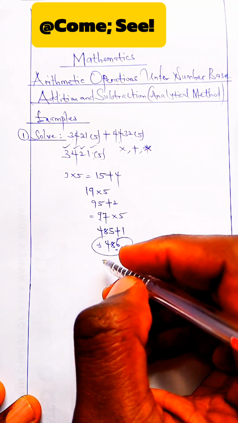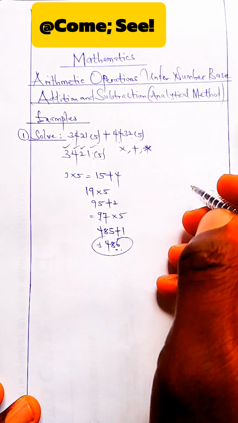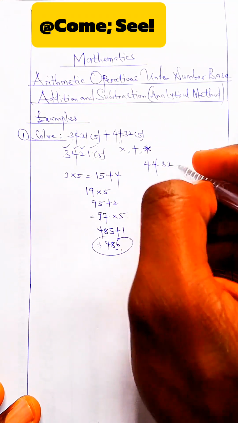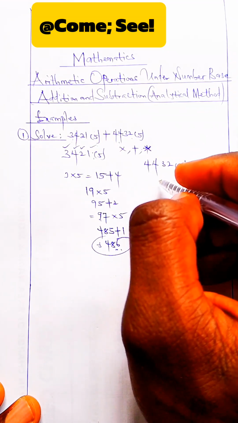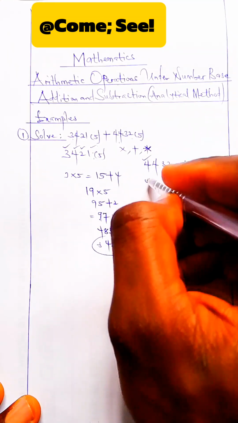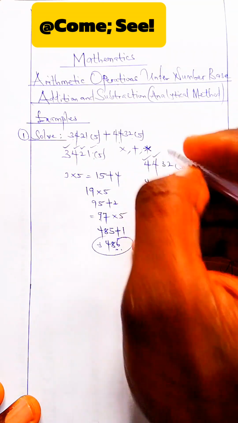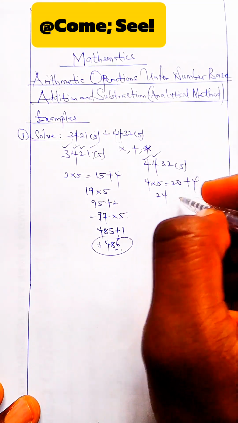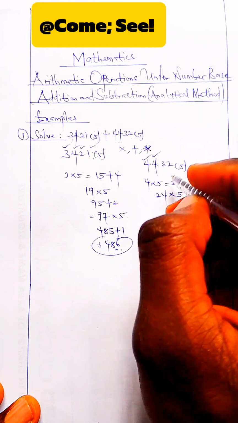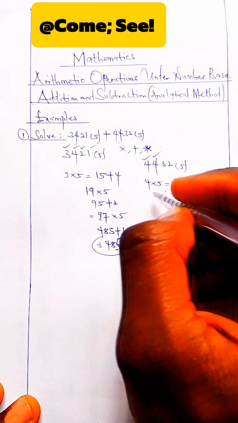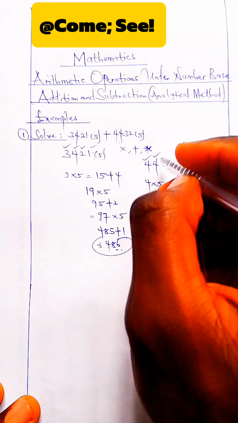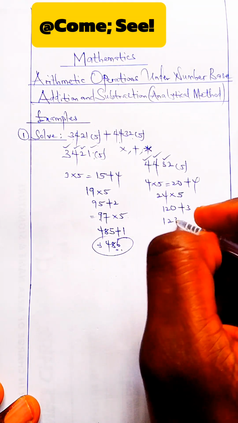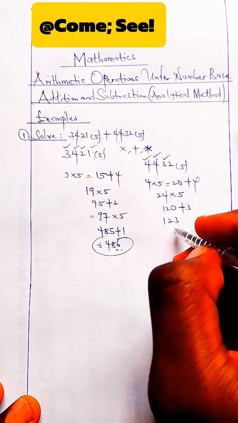The other one is 4432 in base 5, to be converted to base 10. You're going to be doing the same thing. So 4 times 5 is 20. 20 plus 4 is 24. That's 24 times 5. 5 times 4 is 20, 5 times 2, 10, plus 2, 12. So 120. 120 plus 3 is 123.